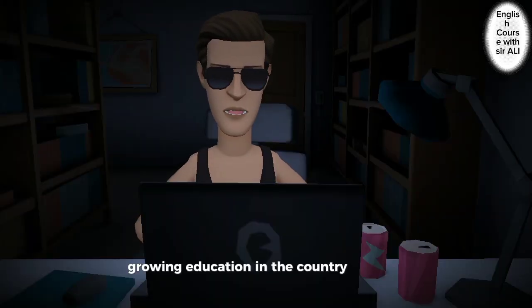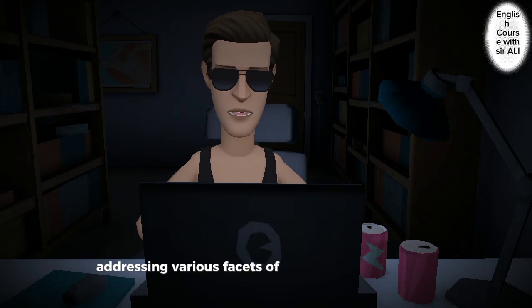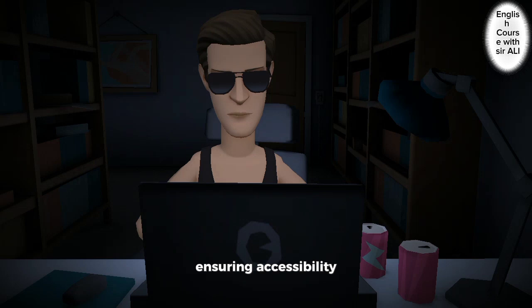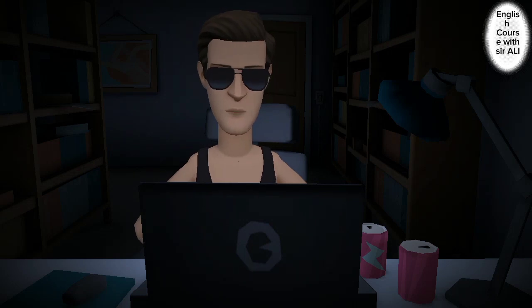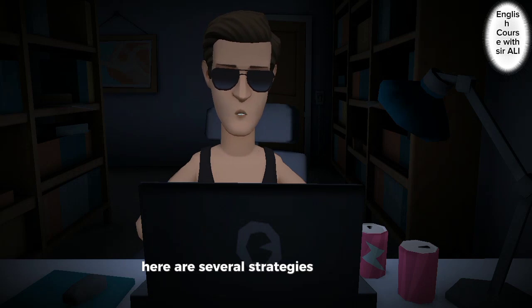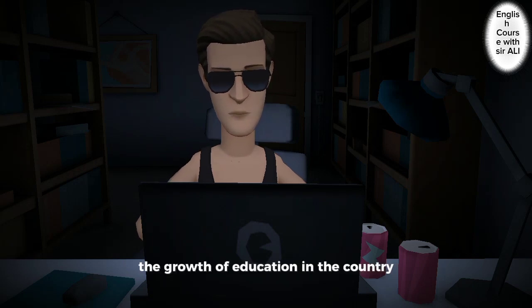Growing education in a country involves addressing various facets of the educational system, ensuring accessibility, quality, and relevance. Here are several strategies to promote the growth of education in a country.